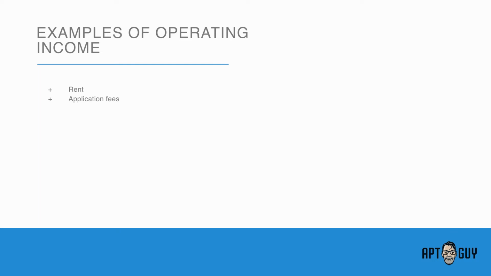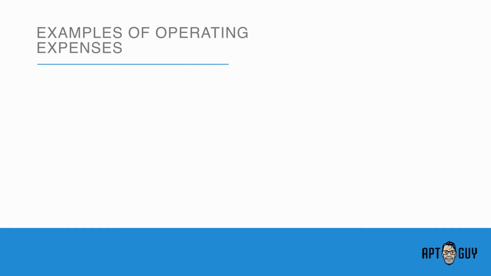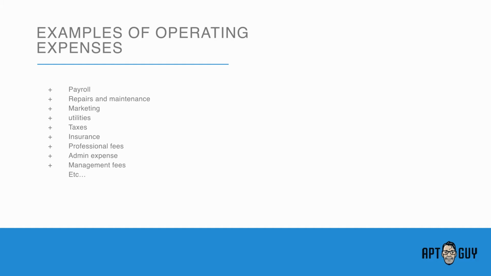Examples of operating income: you've got rent, application fees, admin fees, late fees, washer and dryer rental, reserved parking, RUBS, vending income, and anything else you can think of to charge that people are willing to pay for. Those are operating income items. Then examples of operating expenses would be payroll, repairs and maintenance, marketing, utilities, taxes, insurance, and professional fees, which would be evictions, property tax protest, and cost segregation studies that you'll get done. Those are some examples of professional fees. Then you have admin expense and management fees.